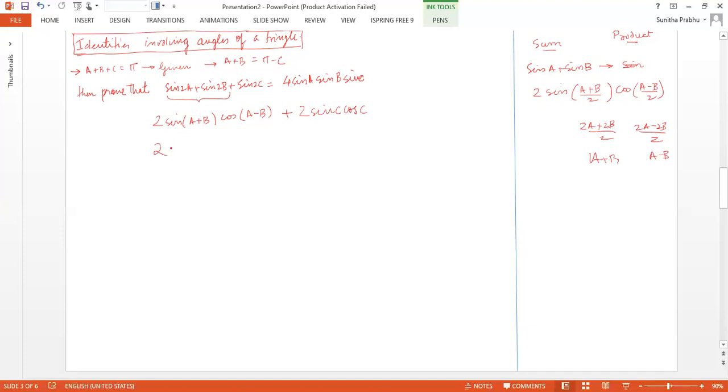2 sine pi minus c. Then do we convert a? No, we leave it as it is because we have nothing for a minus b, right?